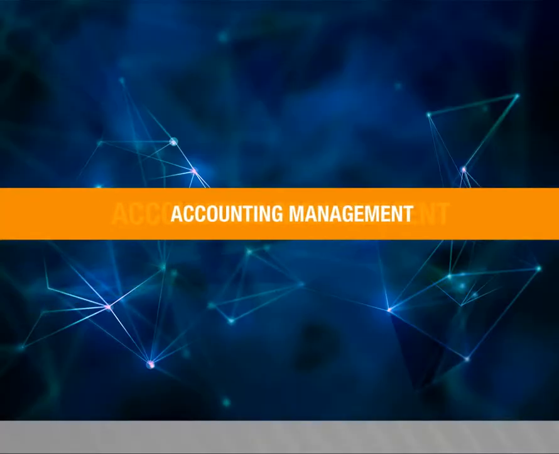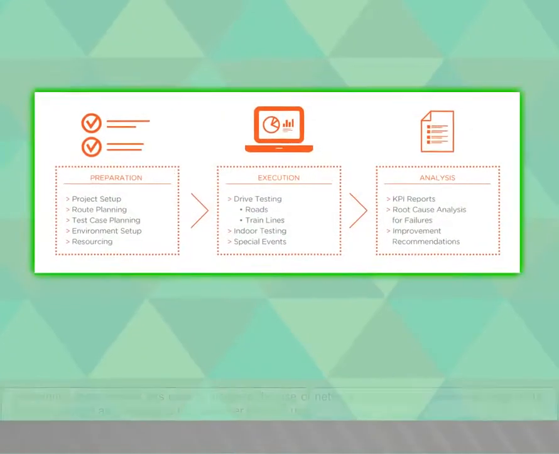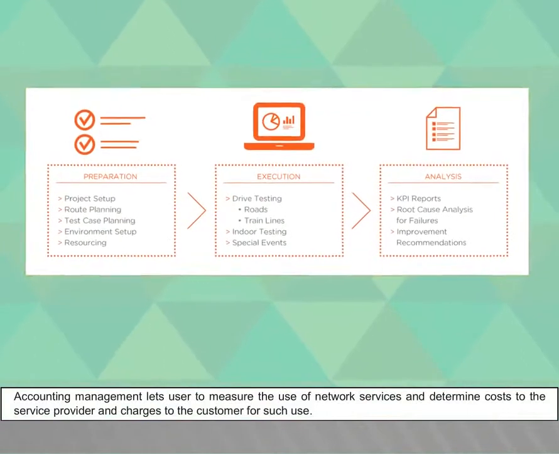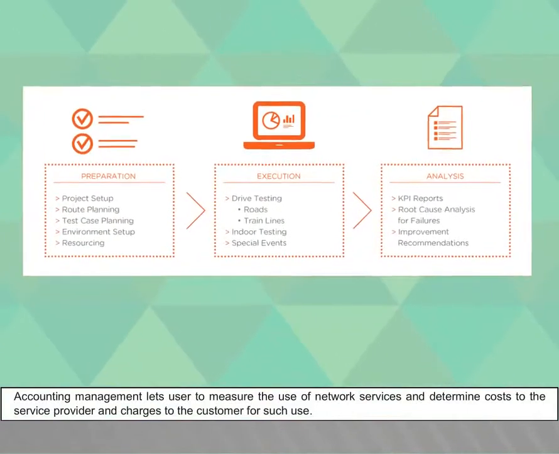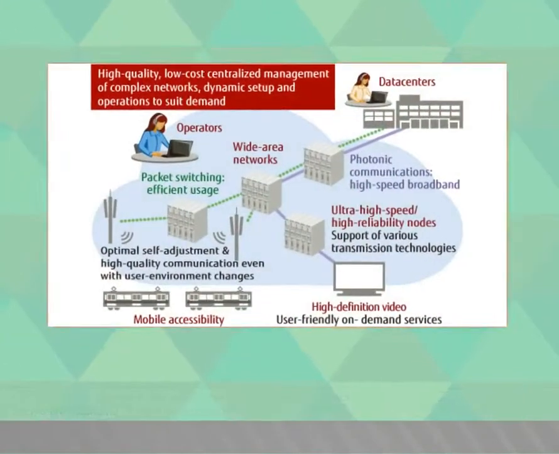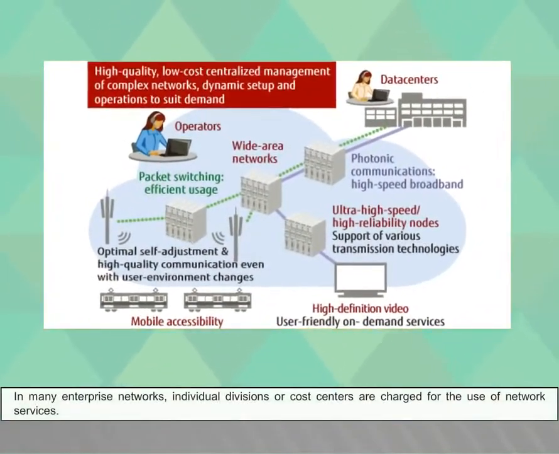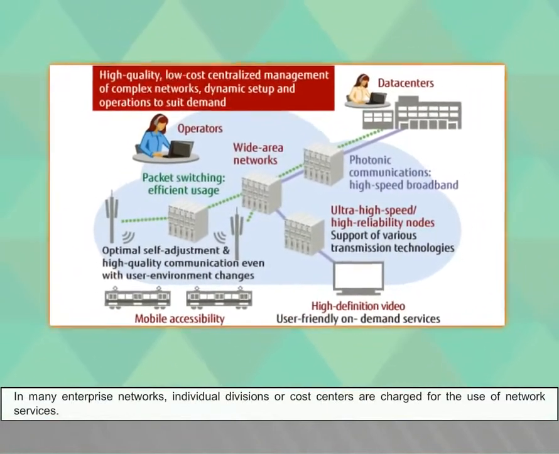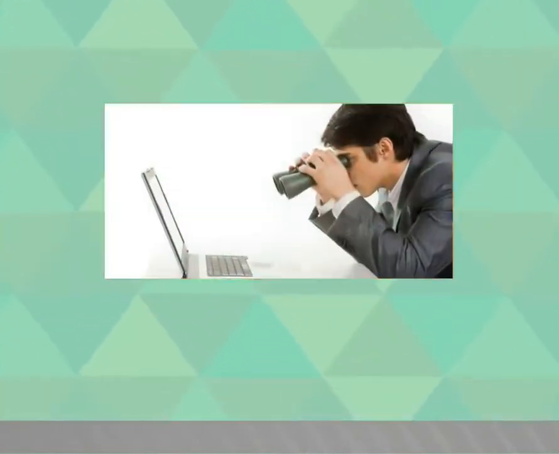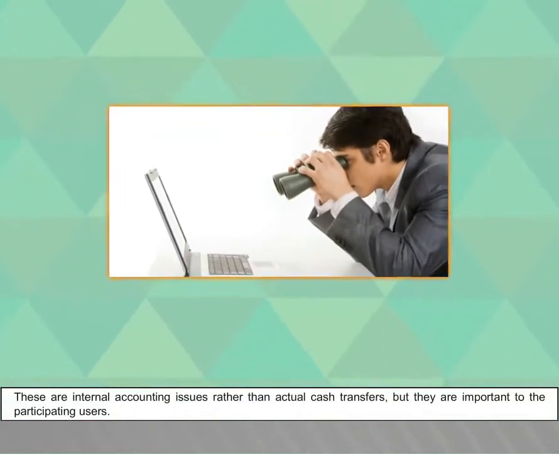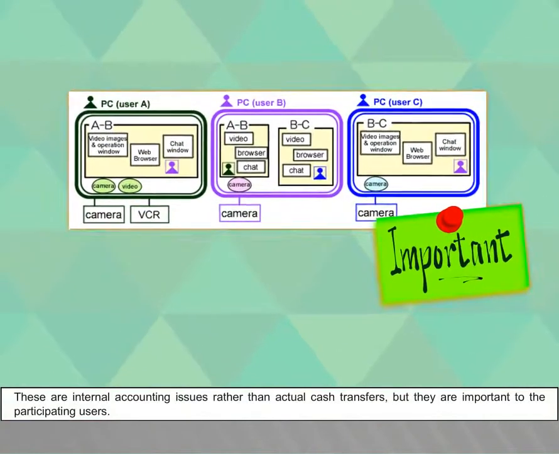Accounting management. In this video, we are going to see about accounting management. Accounting management lets users measure the use of network services and determine cost to the service provider and charges to the customer for such use. In many enterprise networks, individual divisions or cost centers are charged for the use of network services. These are internal accounting issues rather than actual cash transfers, but they are important to the participating users.